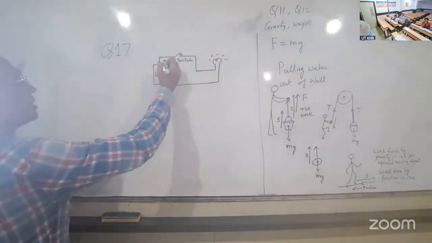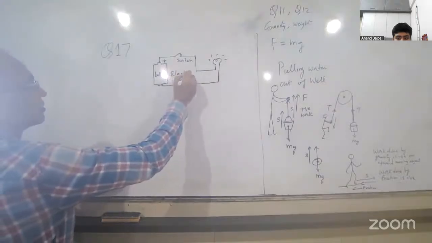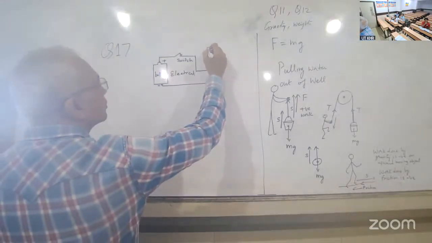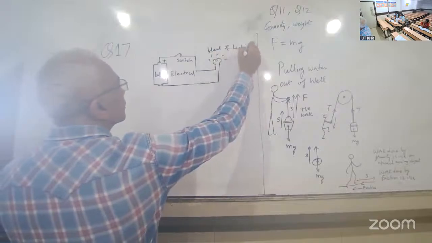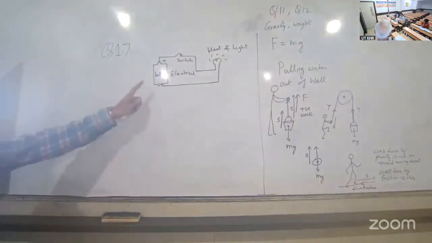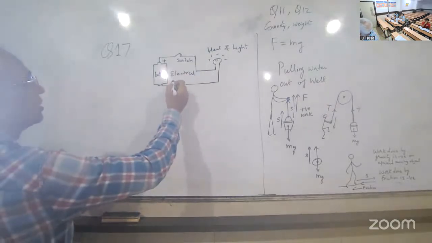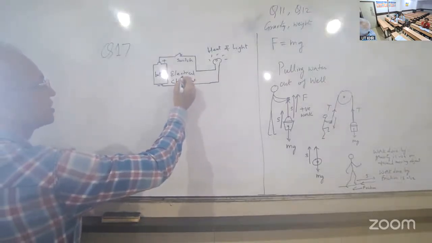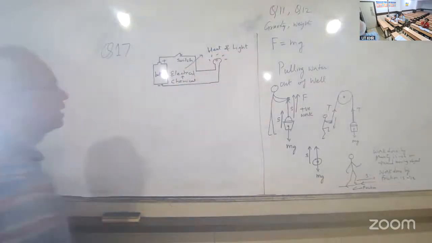So what kind of energy does the cell have? Electrical to heat energy and heat energy to light energy. Very good. Electrical to heat and light. And what is happening inside the cell? Before electrical, it was chemical. Chemical reaction is causing these charges. Chemical to electrical, electrical to heat, and then light.